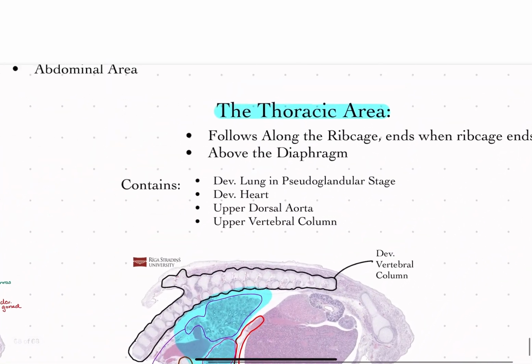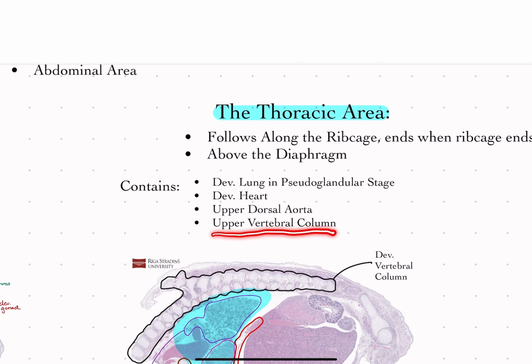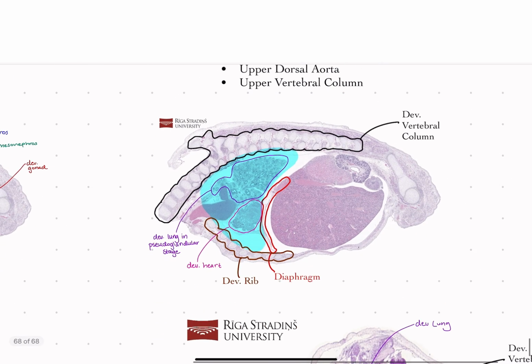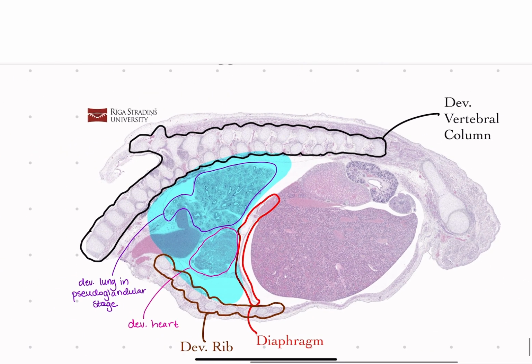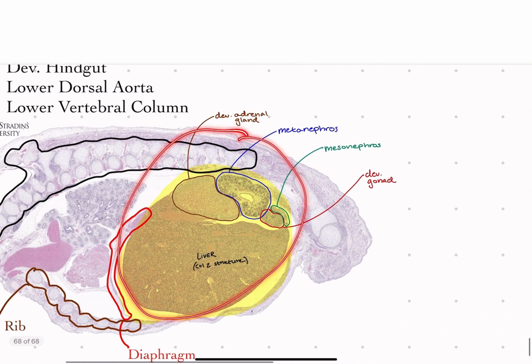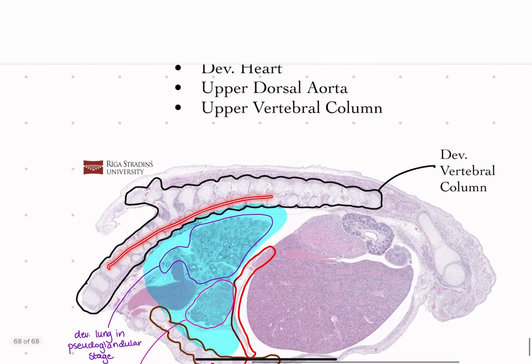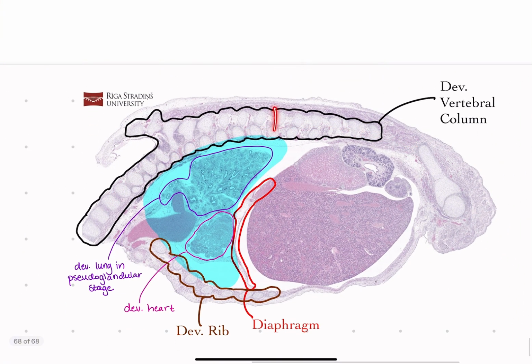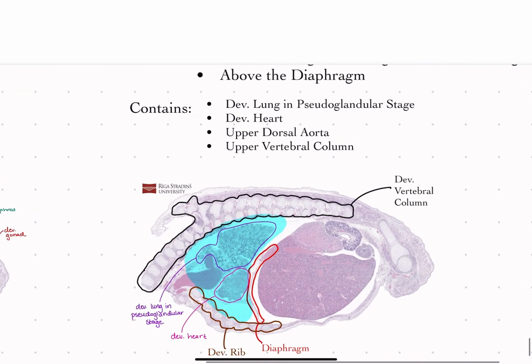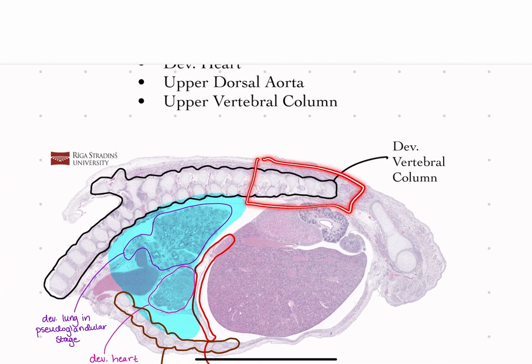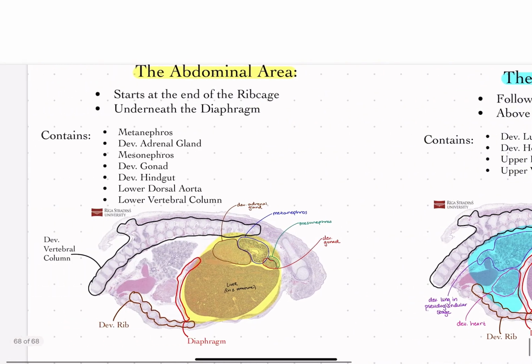The next structure is the upper vertebral column. So even though we can only see the developing rib in the thoracic area, we can see the vertebral column both in the thoracic area as well as the abdominal area, right? Because it follows along like so. So we will be able to see the upper vertebral column in the thoracic area, just as we can see the lower vertebral column in the abdominal area.